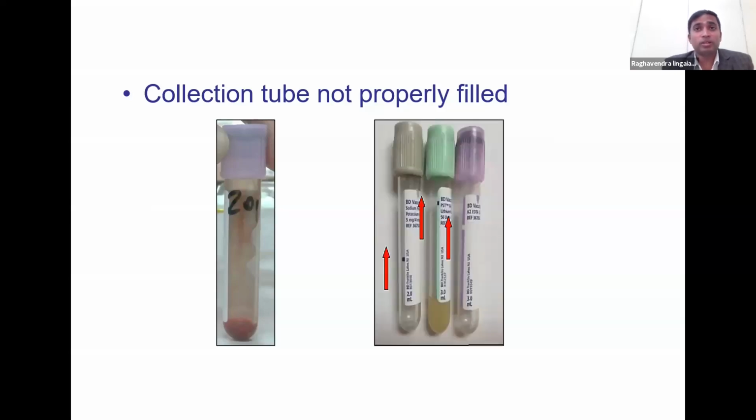In each vacutainer, if you see, there are markings up to which the blood has to be filled. If you are using a multi-sample needle and a vacutainer, and the tube is not expired, the appropriate amount of blood will automatically get into the vacutainer. If you are using a syringe, it may lead to problems because you might underfill or overfill.